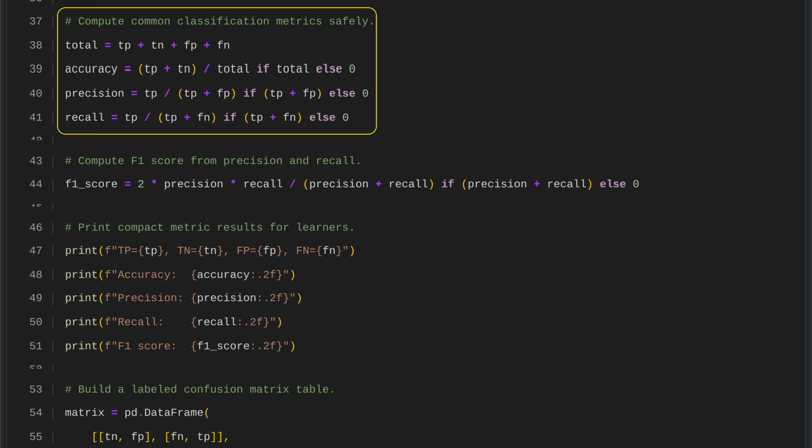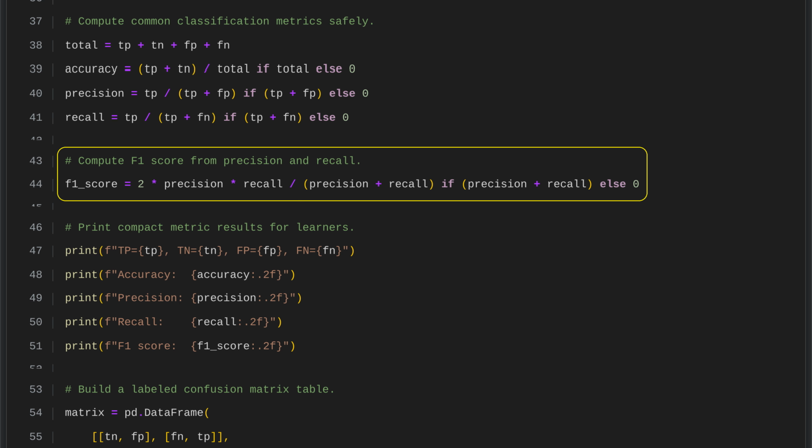To evaluate a classification model, first find the total number of predictions by combining correct and incorrect results. Accuracy is the share of all predictions that were correct, using both true positives and true negatives. Precision shows how many predicted positives were actually positive, while recall shows how well the model found the real positive cases. Each calculation should account for possible zero totals to avoid division errors.